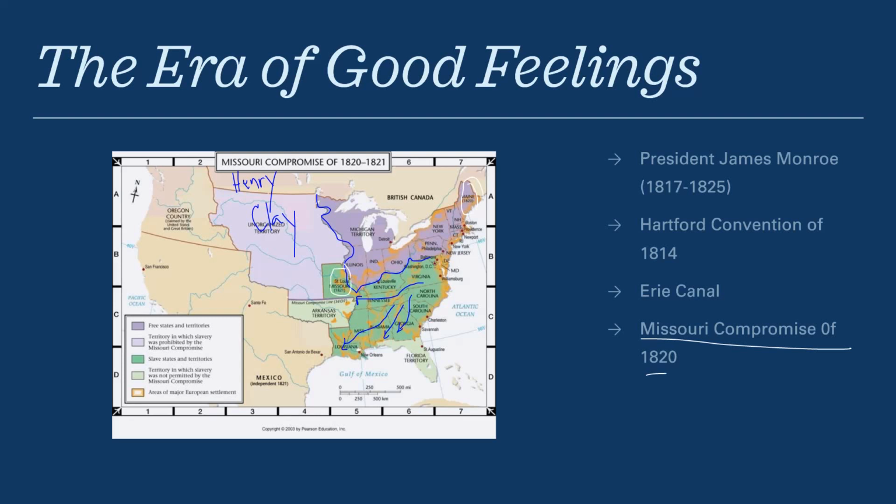And then what they did is they said, okay, there's this line, 36 degrees, 30 minutes. No slavery north of this line. And the idea was that would allow enough slave states here in the South that it would continue slavery and continue to protect it. But as Americans later learned, this only proved to be a temporary solution, just a Band-Aid for the issue.